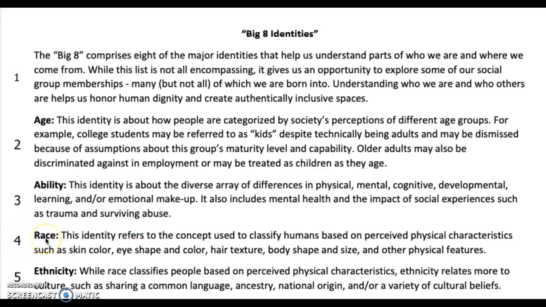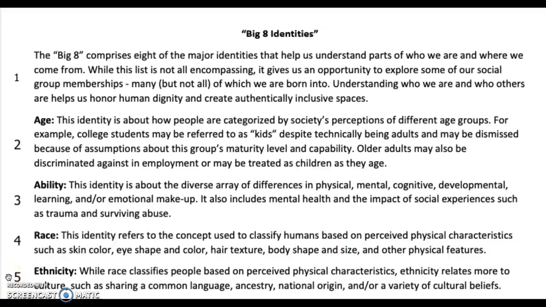Paragraph 4, race. This identity refers to the concept used to classify humans based on perceived physical characteristics such as skin color, eye shape and color, hair texture, body shape and size, and other physical features. So again, first you're going to answer, how are people categorized based on this piece of identity, race? And also, what are some aspects or identity markers within race?